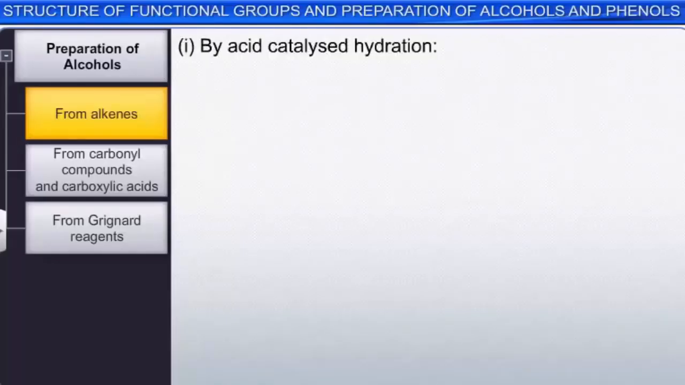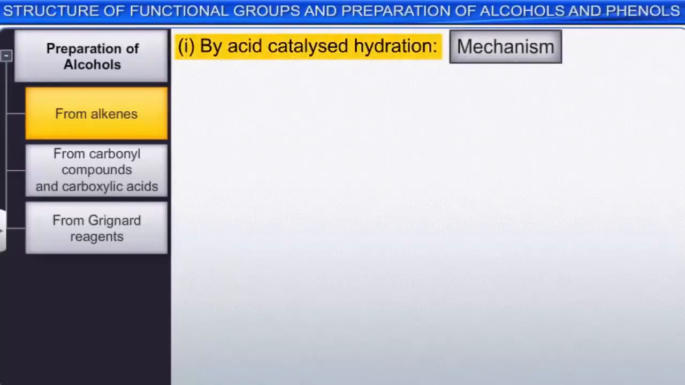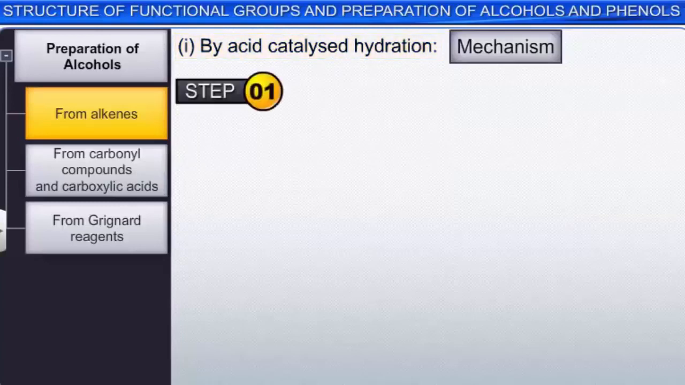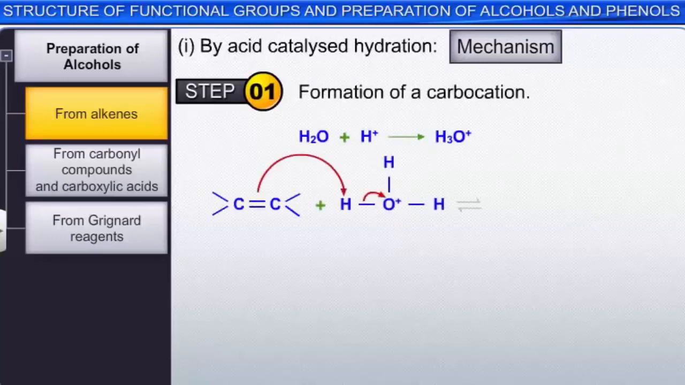It's important that you understand the mechanism of acid-catalyzed hydration of alkenes. We'll go through each step in detail. Step 1 involves the formation of a carbocation. The carbon-carbon double bond becomes protonated to form a stable carbocation.